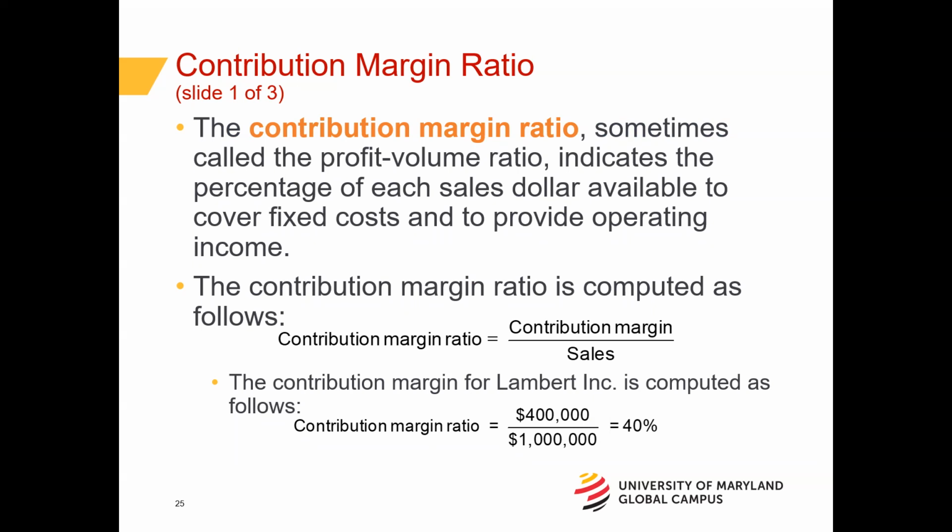We take our contribution margin divided by our sales, or revenue. Contribution margin, as you know, is calculated by taking sales minus variable costs. So for example, sales, $1 million, minus variable costs, I think we said it was 600, gets us to 400,000. Sales minus variable costs, 400,000, divided by sales, 1 million. 400,000 divided by 1 million is 40%.